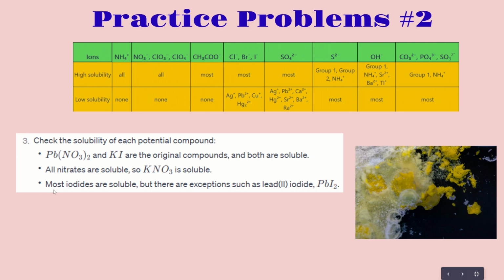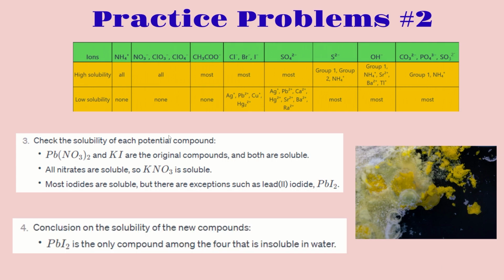And then for the next one, which is the PbI2, we can check here. Most iodides are soluble, except there are exceptions such as lead(II) iodide. If we look for iodide right here, we can see that everything is highly soluble except when it is combined with these different ones. And we can see here that lead is combined with iodide and it is low soluble. So in this case, for step number 4, the conclusion on the solubility of the new compounds: PbI2 is the only compound among the 4 that is insoluble in water. So basically the lead iodide is going to be the precipitate, and the rest of the solution is just going to be potassium nitrate. So this summarizes question number 2.